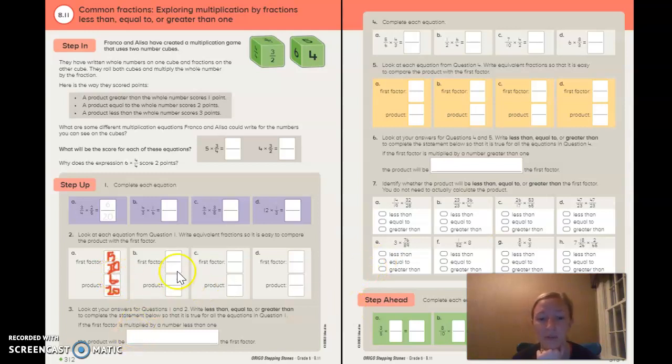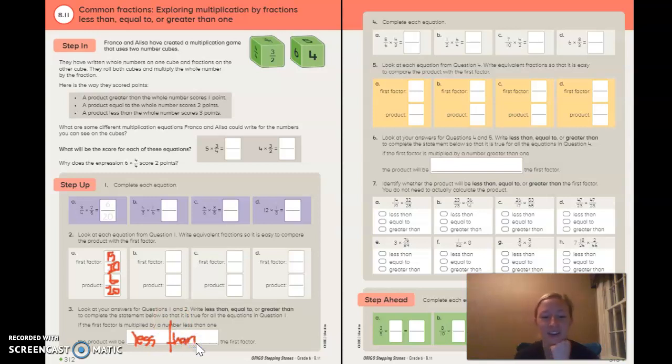So I'm going to assume, because I haven't finished the rest of these, that this most likely is going to be less than.